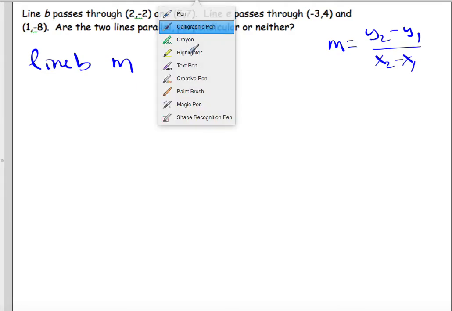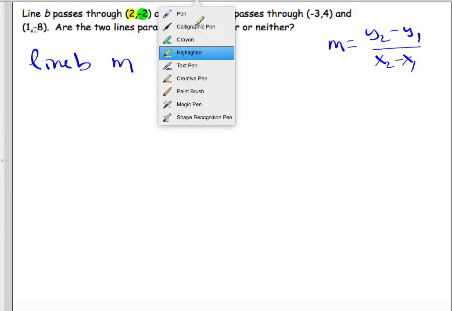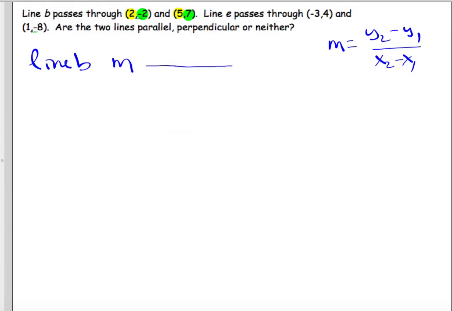And sometimes it's nice to kind of highlight, you know, my x's are here in yellow, highlighting my y's in green. Remember to do the y's on top. So second y is 7, minus the first is -2. Second x is 5, minus the first is 2. Minus a minus, we're going to be adding there. It's going to end up being 9. 5 minus 2 is 3. 9 divided by 3 is 3. Line B has a slope of 3.